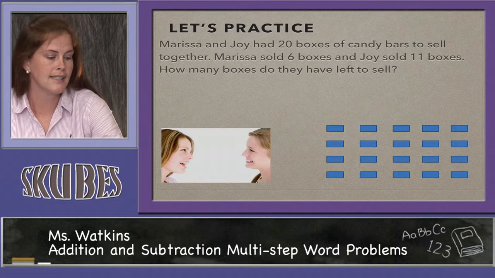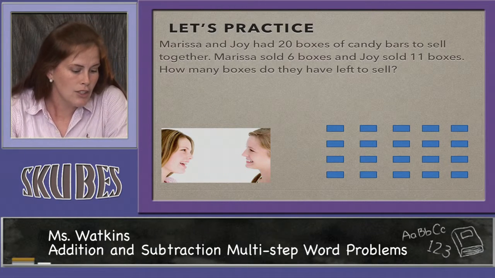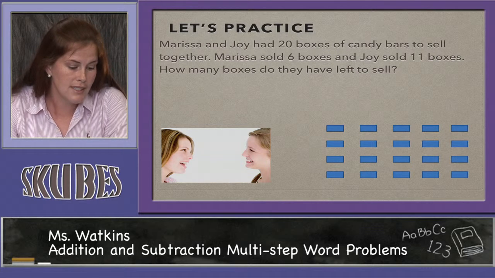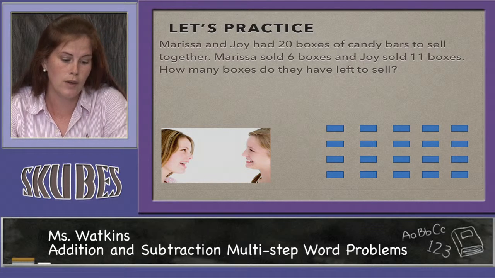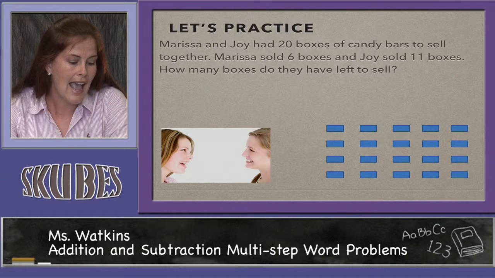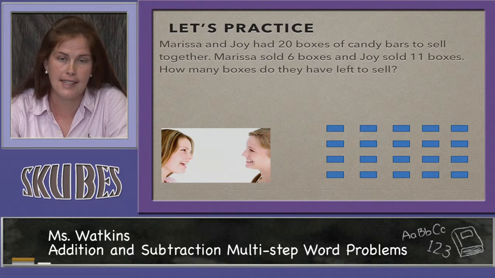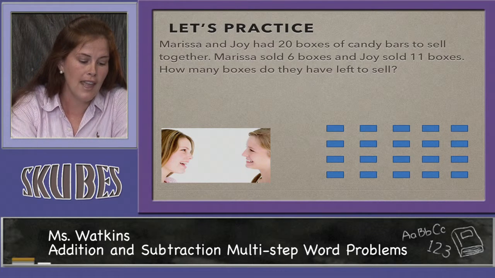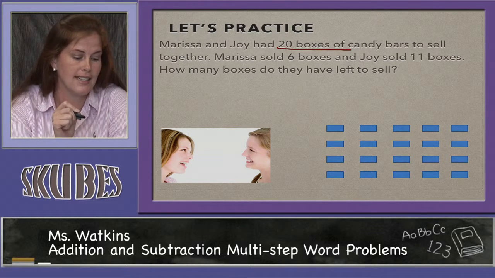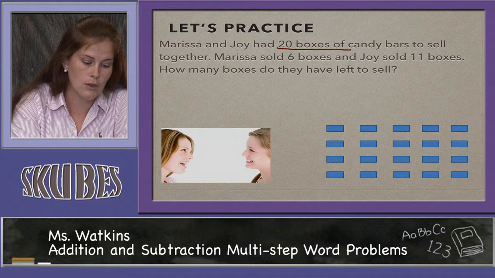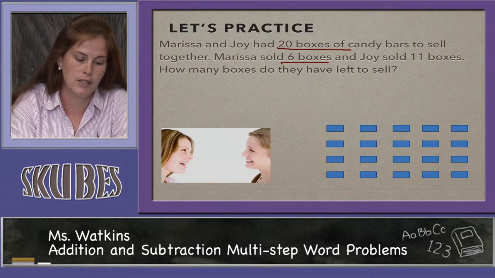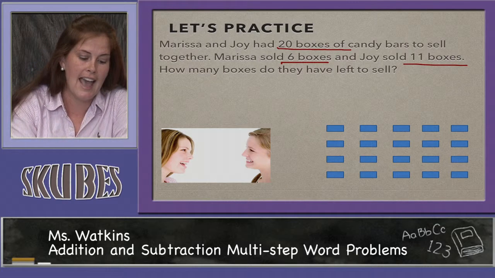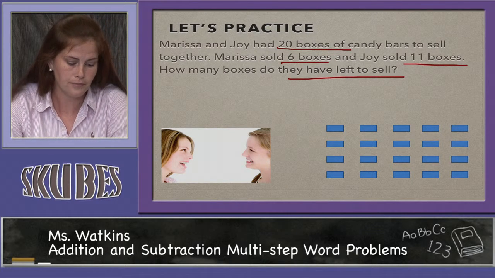All right, so let's practice. Marissa and Joy had 20 boxes of candy bars to sell together. Marissa sold 6 boxes and Joy sold 11 boxes. How many boxes do they have left to sell? All right, so now let's figure out what we already know. We know they had 20 boxes of candy to sell together. We know Marissa sold 6 boxes and Joy sold 11. So we need to figure out how many boxes they have left to sell.